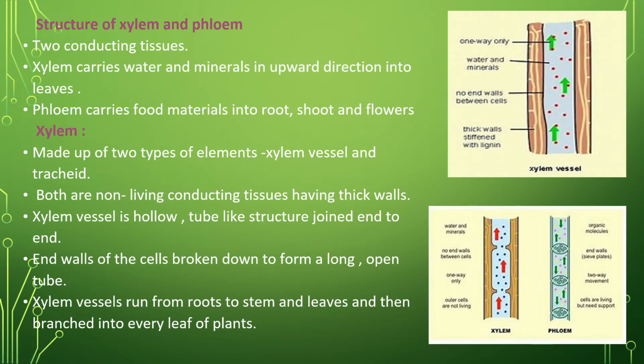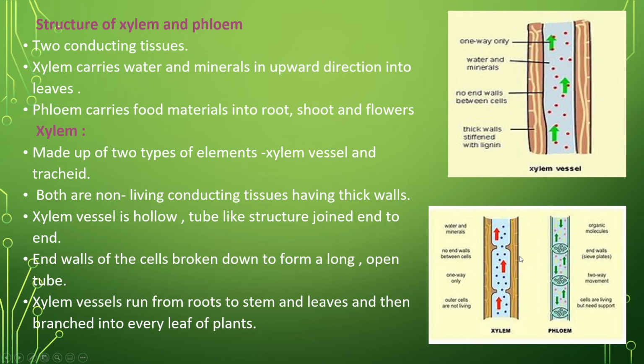So, what are the xylem and phloem? Xylem and phloem, these two are the main conducting tissues in plants. That is, one is the xylem and another is the phloem. And what is the function, what is the difference? They have differences in their structure and also in their function.